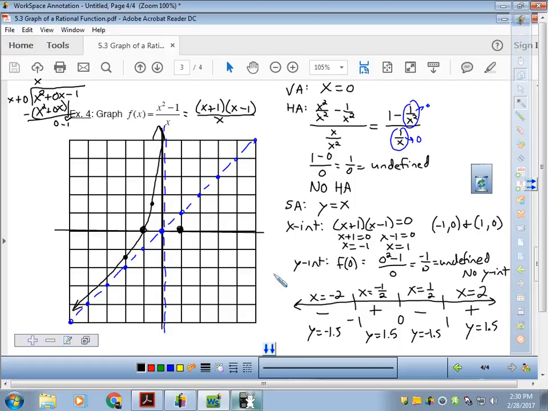In between these two, at x equals 1/2, we're down at -1.5. That's telling us it's negative, so we're going to go down this way and flatten out as we approach that asymptote. And then in our last interval at 2, we're at 1.5. So we go like that. And so there is our graph of our function. Okay.